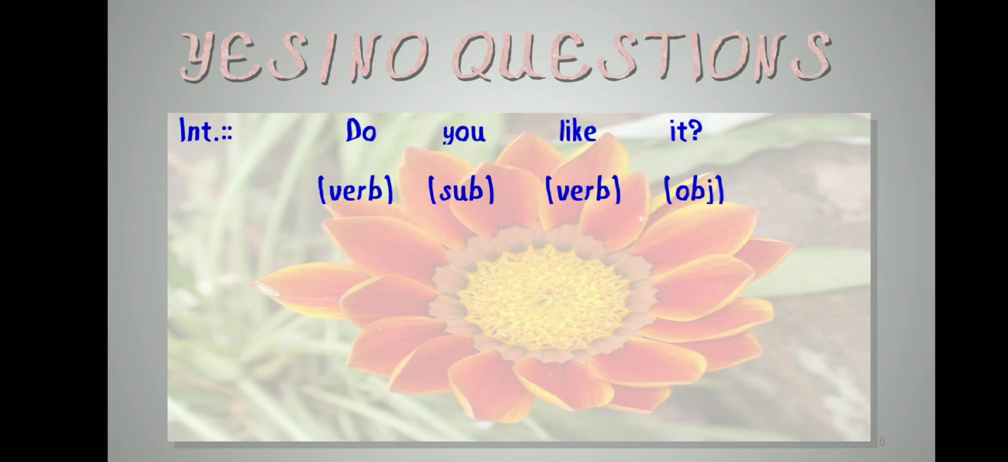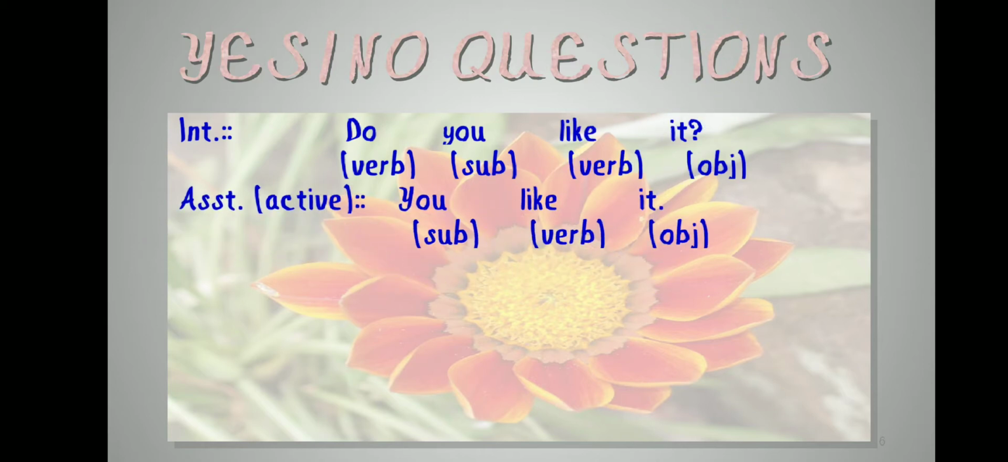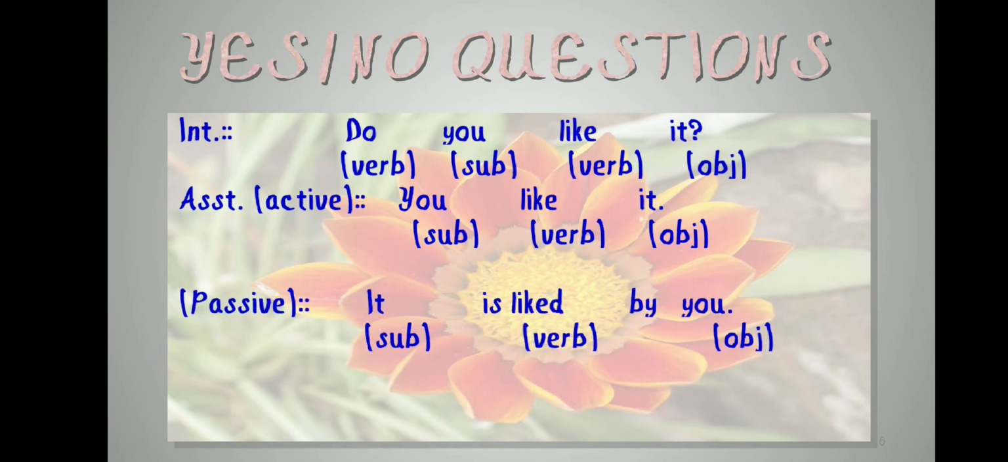Suppose an interrogative sentence is given: do you like it? Here do like is the verb, you the subject, and it the object. So what would be our first task? Our first task would be changing the interrogative sentence into assertive, that is, you like it, and this is active, as you know. Here you is the subject, like is the verb, and it is the object. So we have changed the interrogative sentence into an assertive sentence, and now we are changing the voice. How? The same rules: subject into object, object into subject, and the change of the verb. So you like it would be changed into it is liked by you.